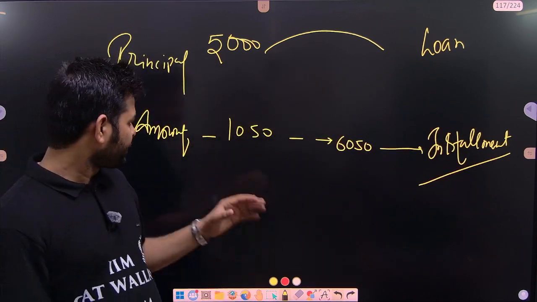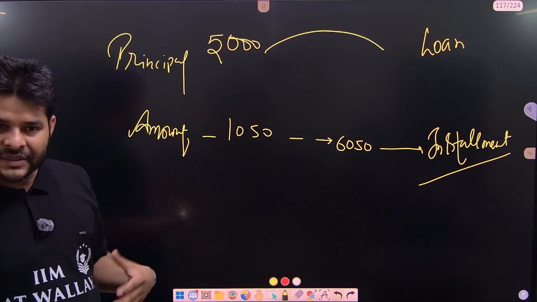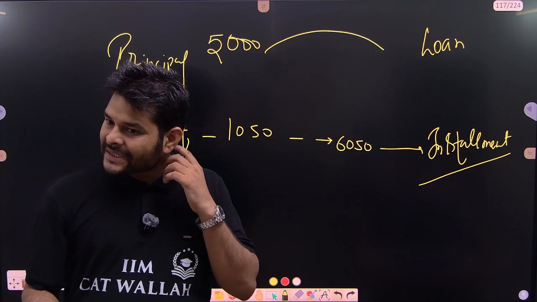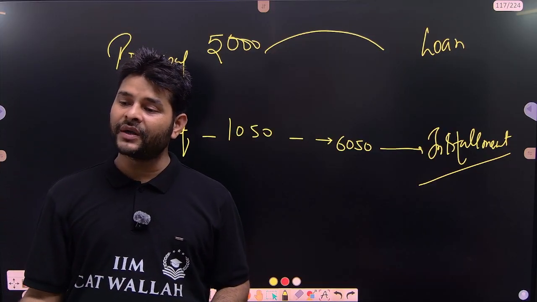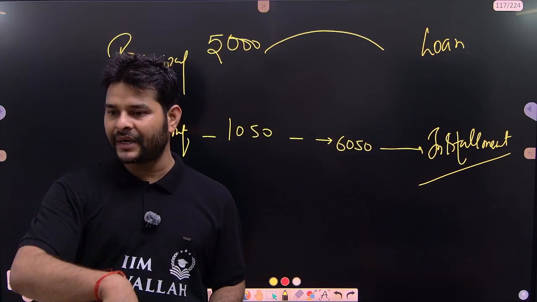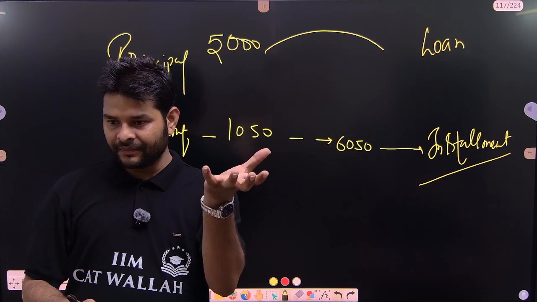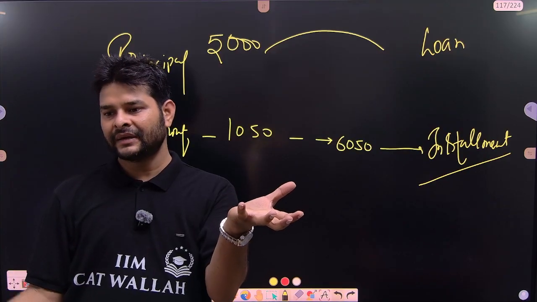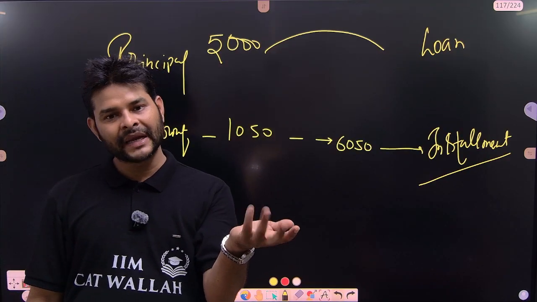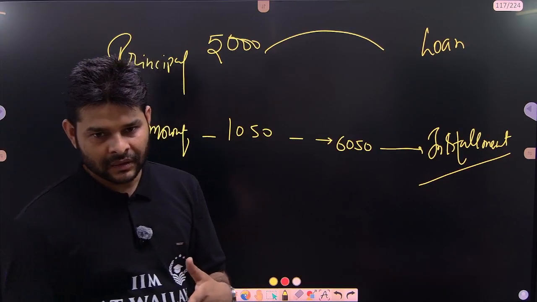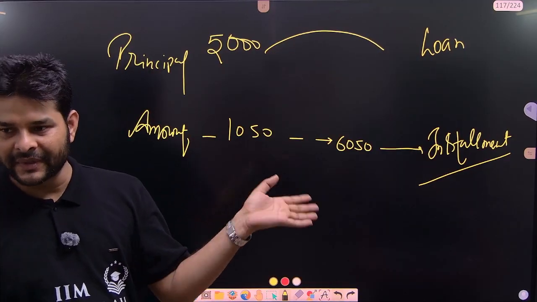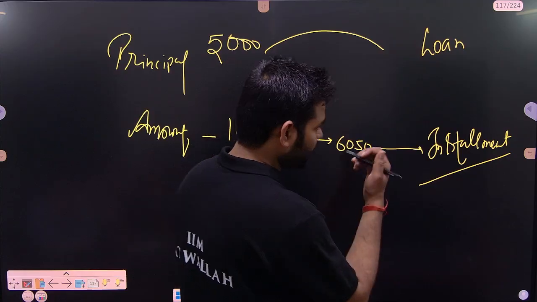So when I get the amount, what does it mean? Principal as well as interest. But if the borrower pays the amount in the form of installment, he will pay some principal as well as interest. That would be installment. So basically, the same thing is called due debt.